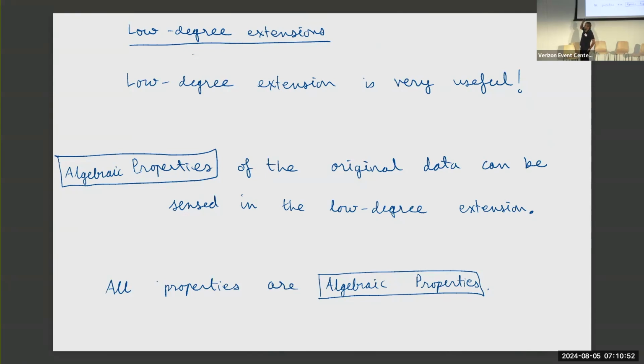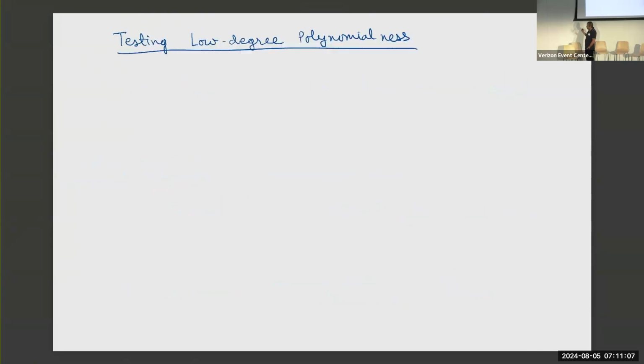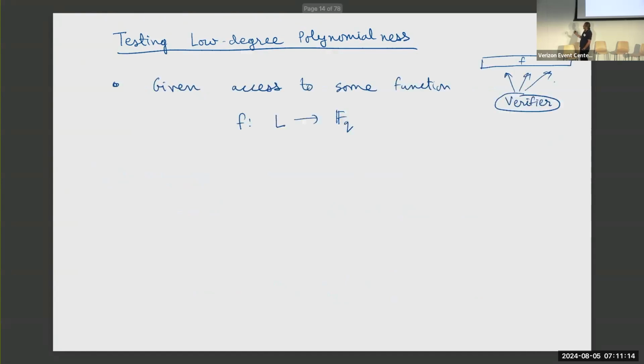But the high level message is that yes, one can use low degree extensions to check properties of your data. And this is where they're so useful across theoretical computer science, in proof checking and such, and in STARKs too. Good, so the problem I'm focusing on, which is what FRI solves, is testing low degree polynomialness. And what is this? So we are given access to some function F on F_q, and we're going to be sampling coordinates from it. And we want to tell whether F is low degree or not.